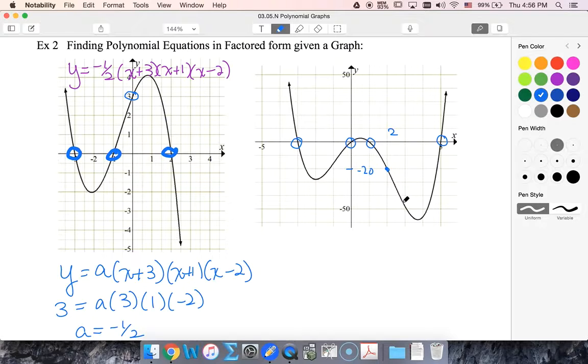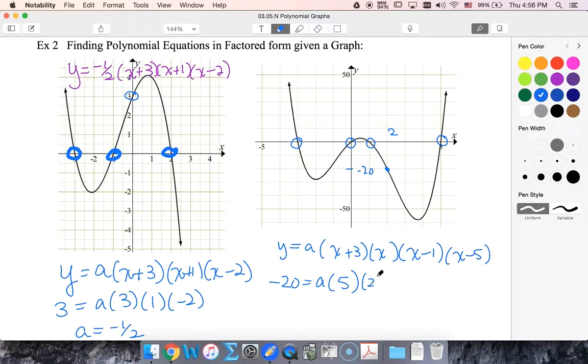I can see straight away that my a is positive and that I have an even power graph. So y = a(x + 3)(x - 0), so I can just call that x, (x - 1), and (x - 5). And I know that I go through the point (2, -20). So that will be 5 times 2 times 1, and 2 minus 5 would be -3. All right, -20 = -30a.